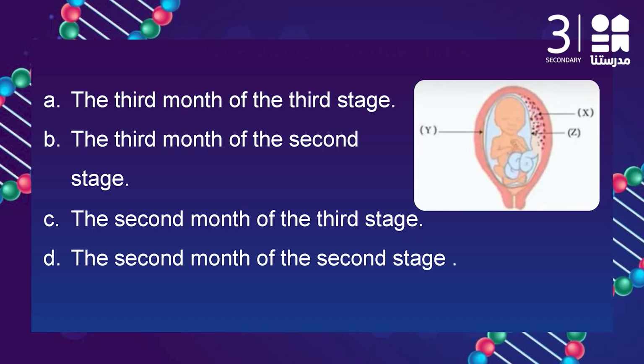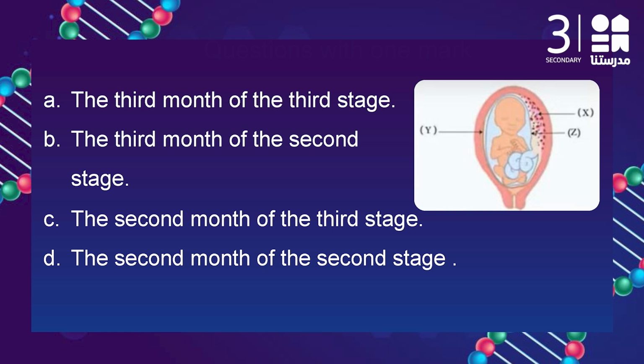X separates from the uterine wall at the 3rd month of the 3rd stage. 3 times 3 is 9. Delivery? Yes? I don't know. Let's read. B, the 3rd month of the 2nd stage. 3 times 2, 6, is month number 6. Maybe the 2nd month of the 3rd stage.